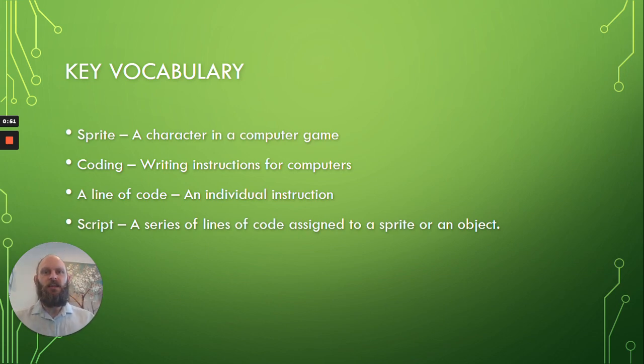Okay. There's a couple of other words that will come up today. So we're going to be doing some computer coding. We're writing some instructions for computers. And we'll also explain what a line of code is, which is an individual instruction. And sprites have a particular script, like somebody on stage would. A character on stage would have a script to read. And it's the same in computers and computer games. So a sprite will have a set of instructions that they need to follow in a particular order.